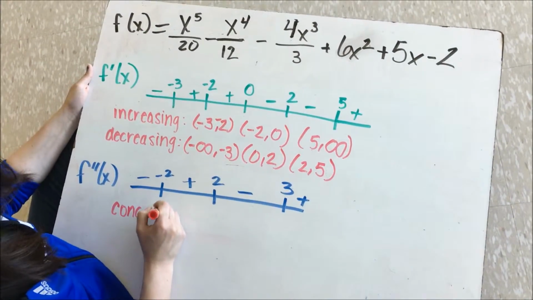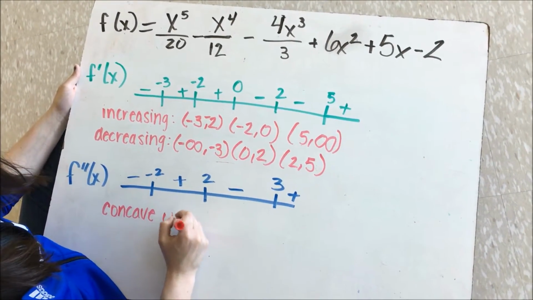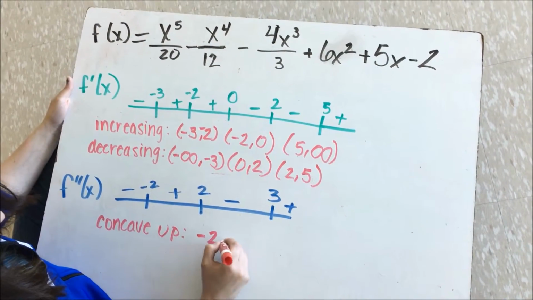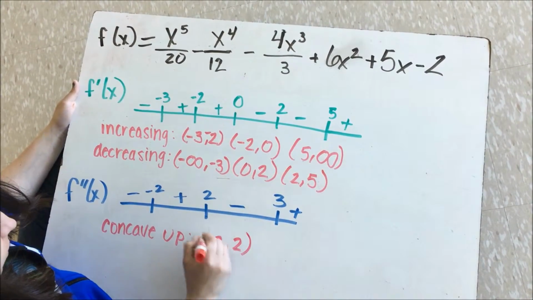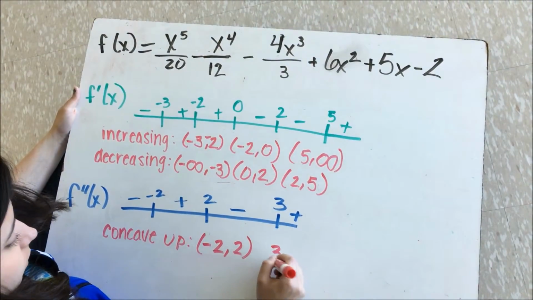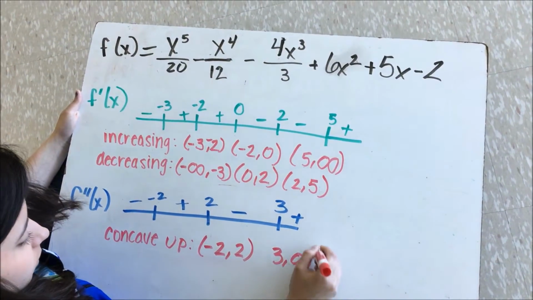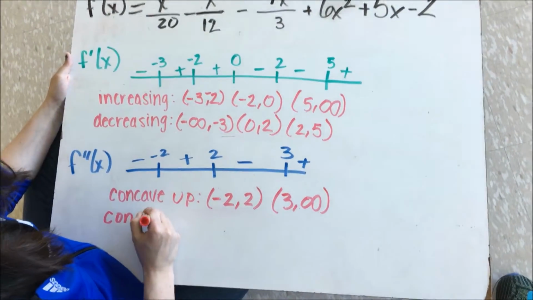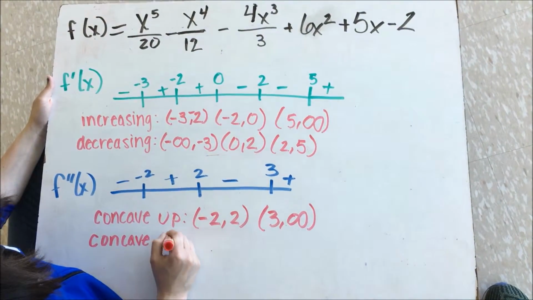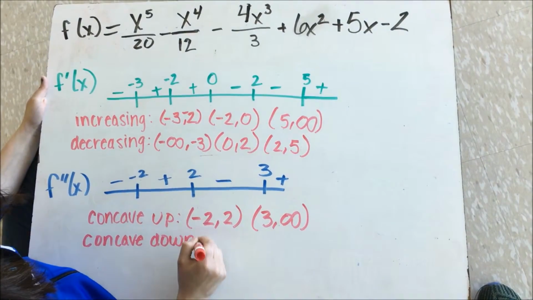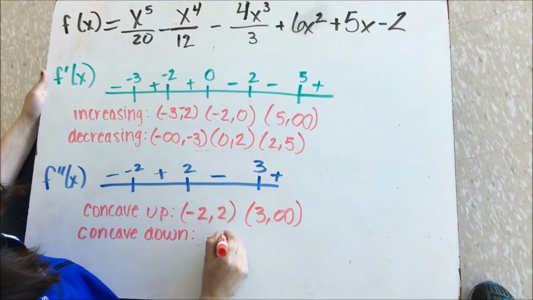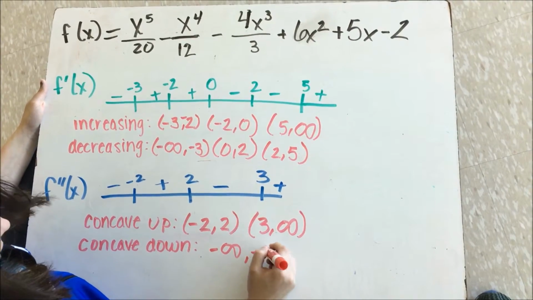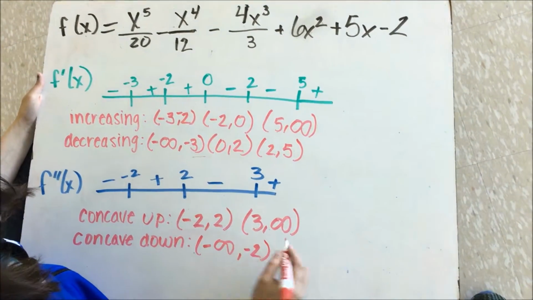Now, using the sign chart from the second derivative, we can see where the graph will be concave up and concave down. The intervals in which this particular graph is concave up are -2 to 2 and 3 to infinity. We can tell this because our sign chart is positive within these intervals. From here, we can also see where the graph is concave down based on where the sign chart is negative. In this instance, it would be the intervals -infinity to -2 and 2 to 3, where the graph is concave down.